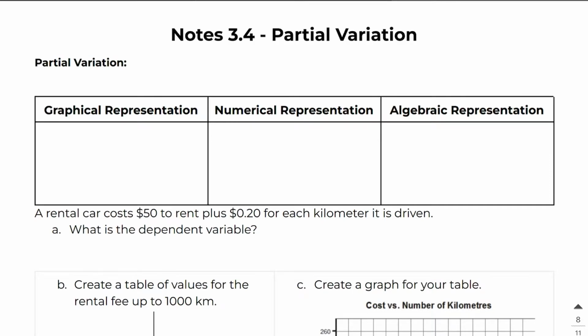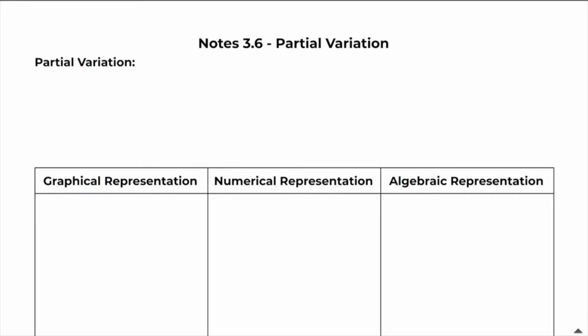Hi everyone, notes 3.4 are on partial variation. And even though the video is going to say that these are notes 3.6, 3.4 is the right video, so you're watching the right one. So this is related to the direct variation that we did in notes 3.5.